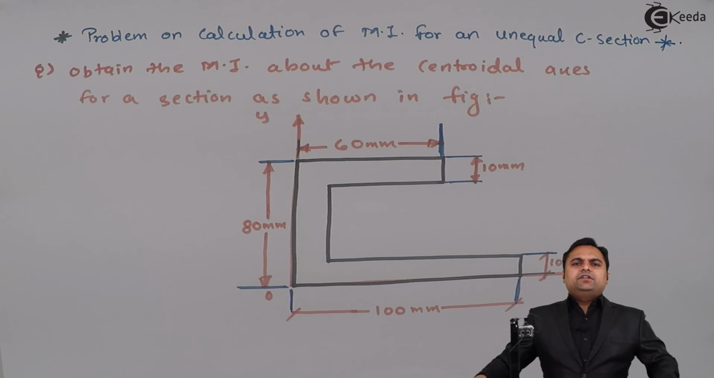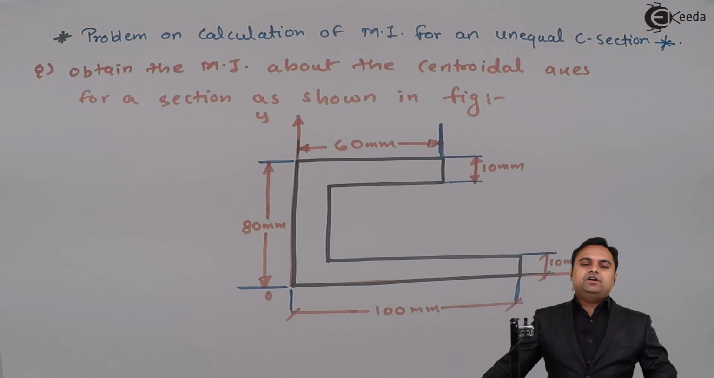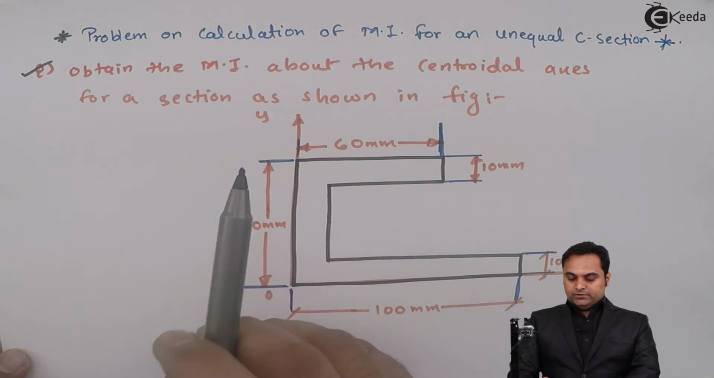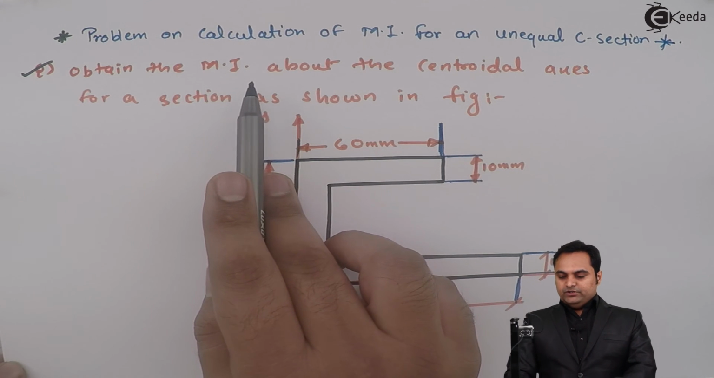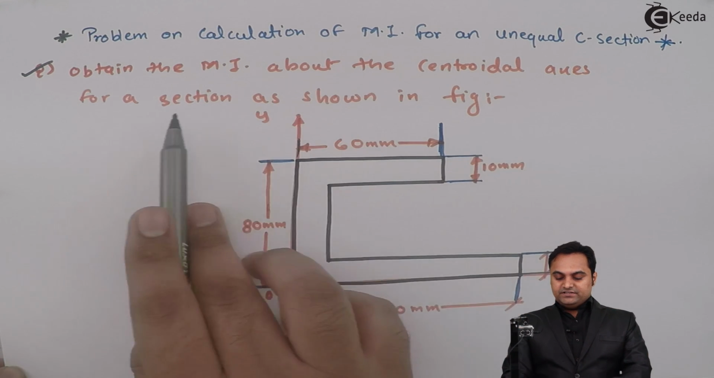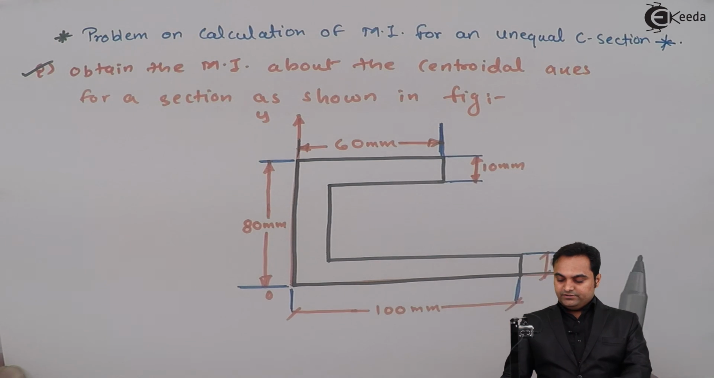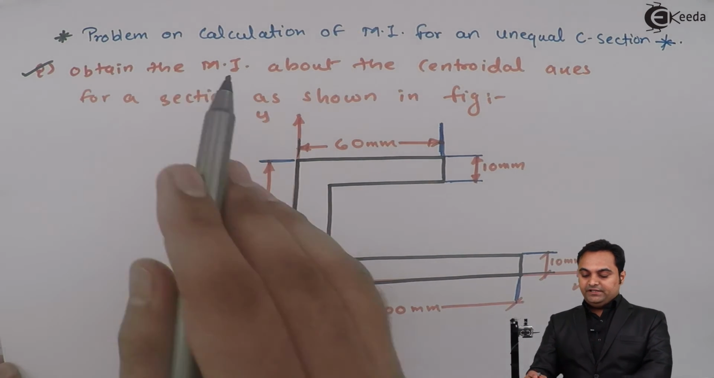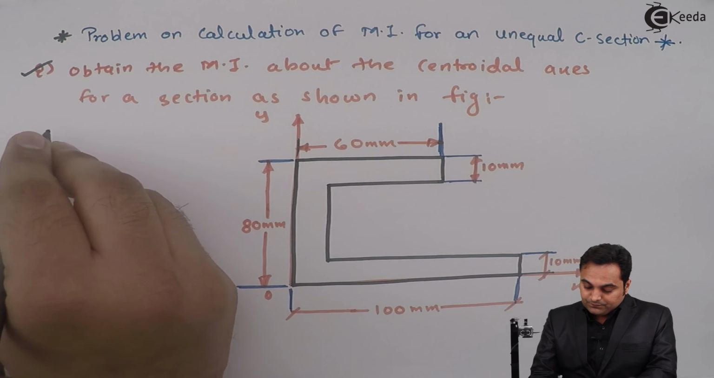Hello friends, here in this video we will see a problem on calculation of moment of inertia for unequal C section, that is channel section. For that, here is the question. Obtain the MI, that is moment of inertia, about the centroidal axis for a section as shown in figure. The diagram is given to us. Now for this section we have to obtain the MI.